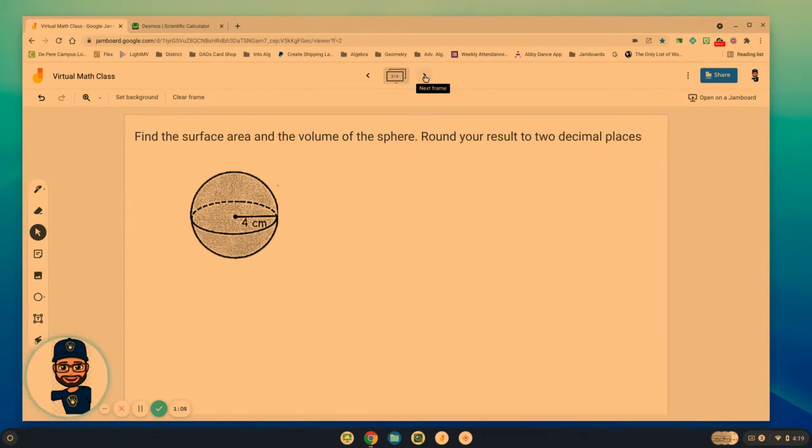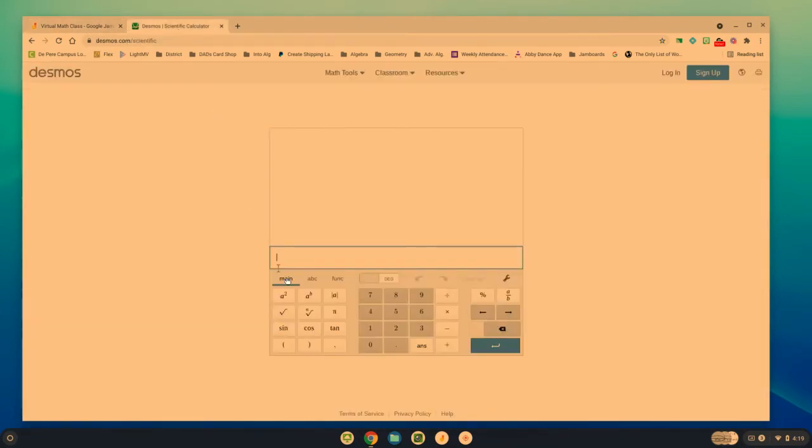Example 1. Find the surface area and the volume of the sphere. Round your result to 2 decimal place values. So rounding. Well, let's start with surface area. Surface area equals 4 pi r squared. Or in this case, 4 times pi times 16, since my radius is 4.